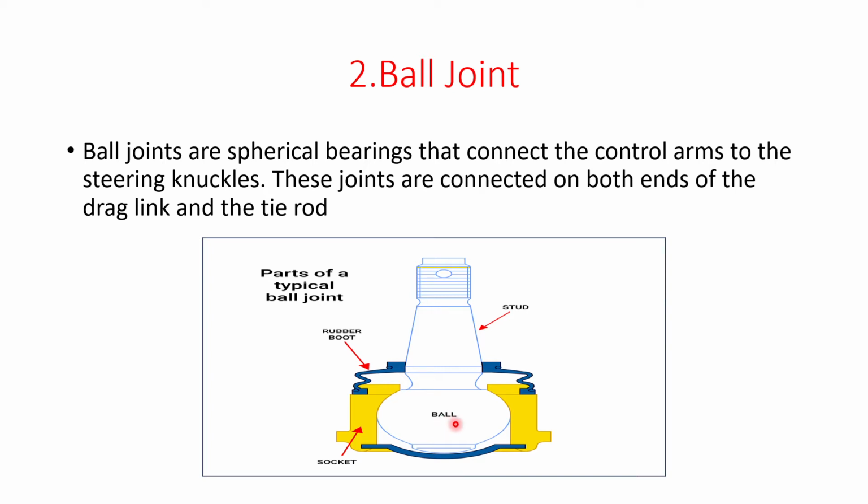A ball joint consists of a bearing stud and socket enclosed in a casing, and all these parts are made up of steel. The bearing stud is tapered and it is threaded. As you see from the figure, this is the tapered section and this one is the threaded section. And this will fit into a tapered hole in the steering knuckle.